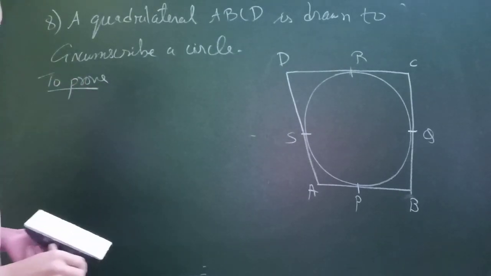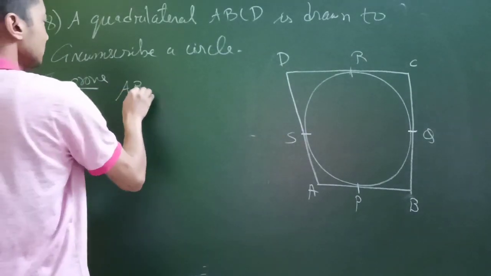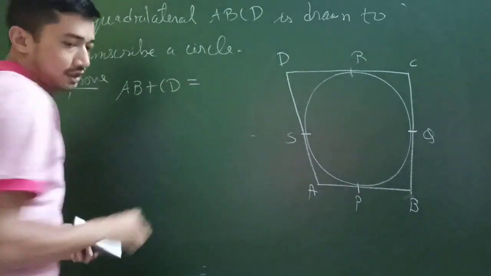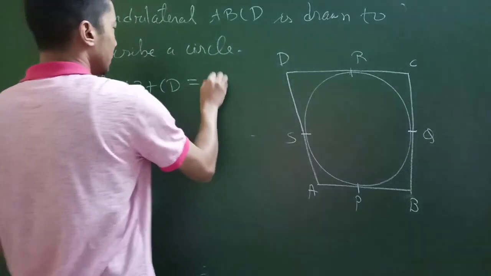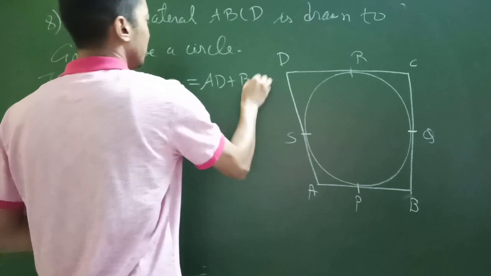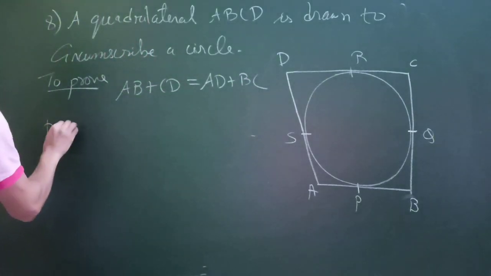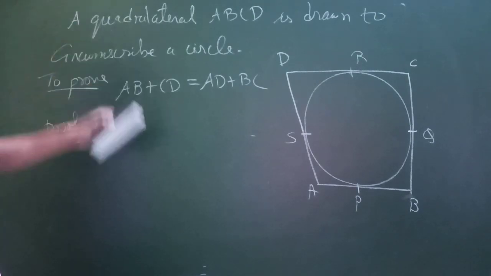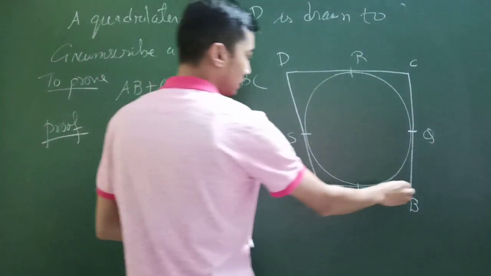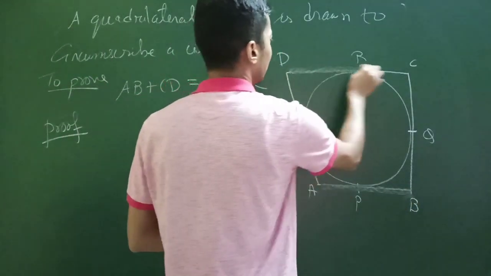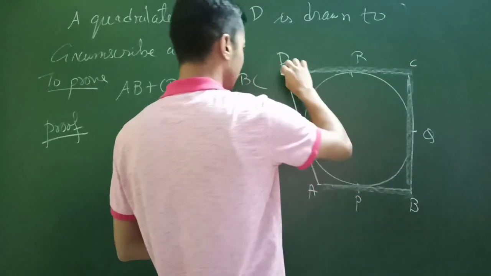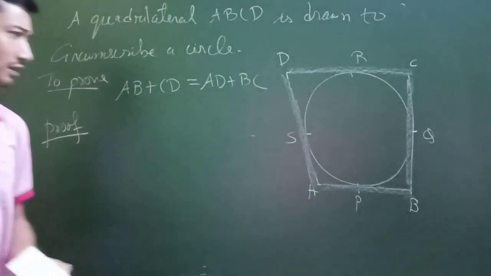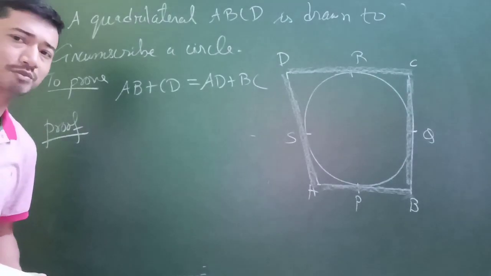What was given to prove? AB plus CD is equal to BC plus AD. Okay, not a very difficult question, very simple.